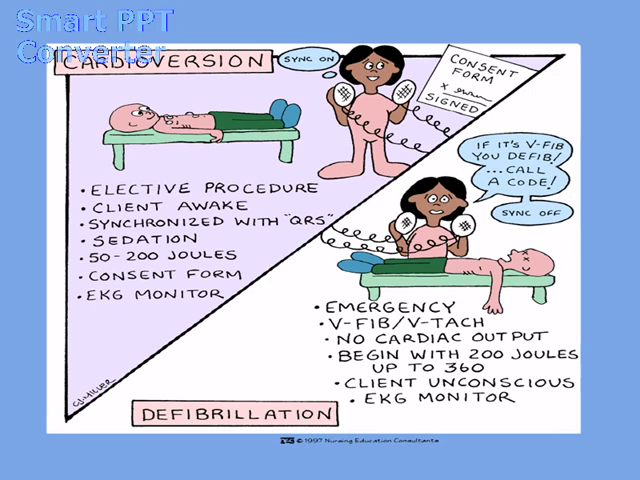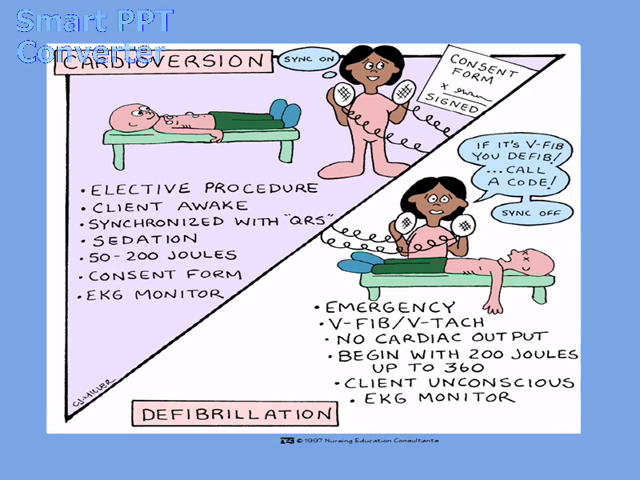Patients who have AFib of an unknown duration, we need to make sure that they're anticoagulated before we cardiovert them, because once we flip them back into a normal sinus rhythm, atrial kick will happen again, and then they're more likely to throw a clot at that point.